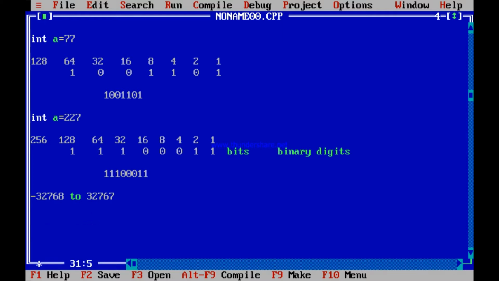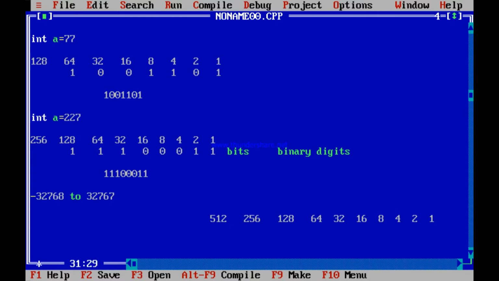16 bits means, if you now start writing from 1, 1 bit means 1, 2 bits, then 4, 3 bits, then 8, that is 4 bits, then 16, 5 bits, then 32, 6 bits, then 64, 7 bits. In this way you continue, 128, 8 bits, then 256, 9 bits, then 512, after 256 into 2 is 512.